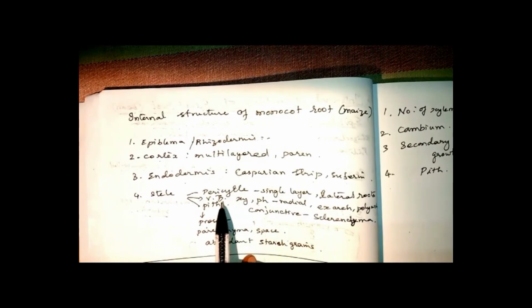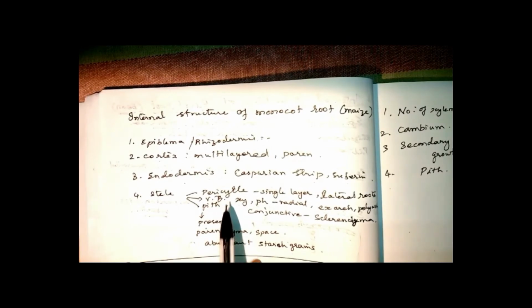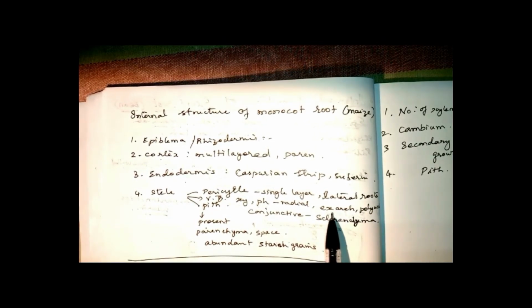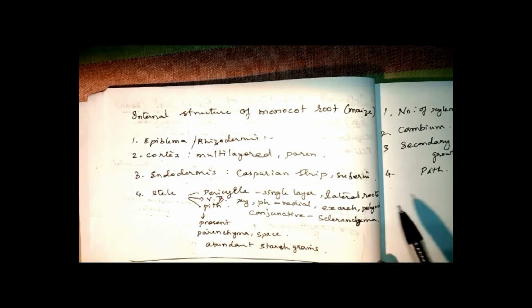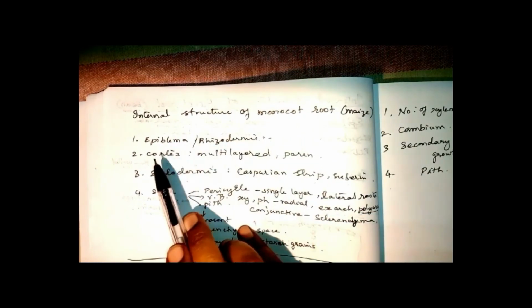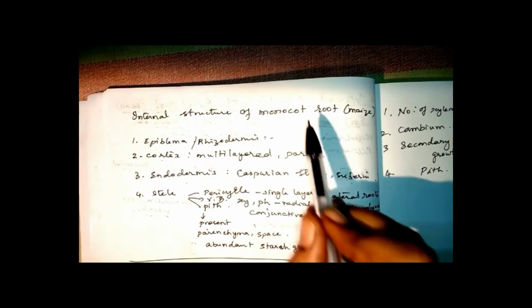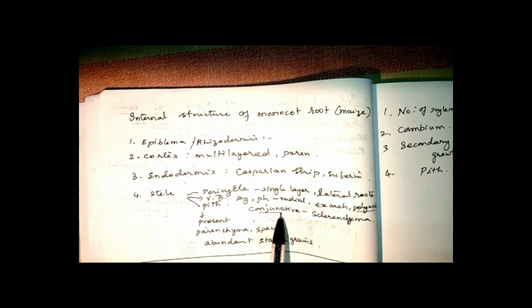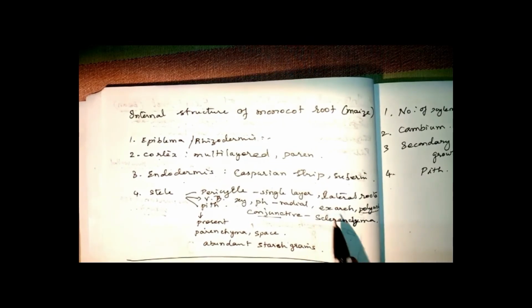Inner to pericycle we have vascular bundle. Here xylem and phloem are present in a radial arrangement. Exarch condition, that is protoxylem towards the periphery, and polyarch. The main difference between the dicot and monocot is that there it is tetrarch, only 4 sets of xylem. Here it is polyarch condition. Then conjunctive tissue is present in between the xylem and phloem.